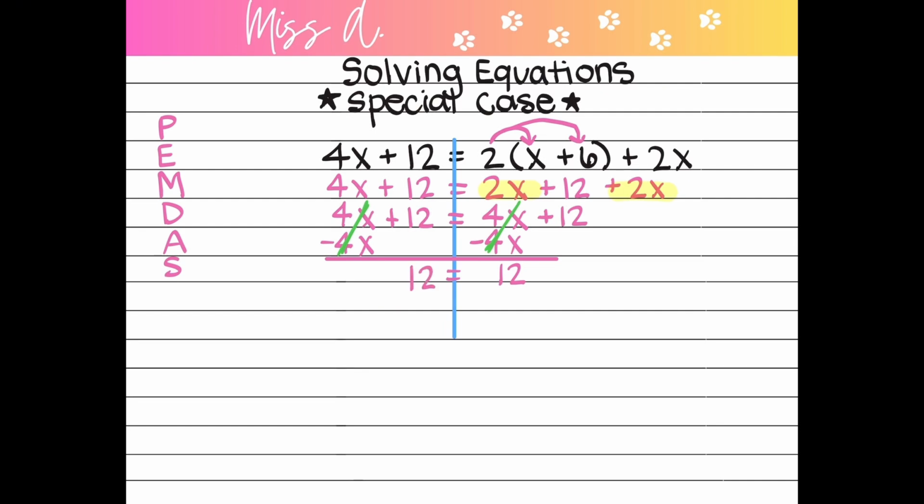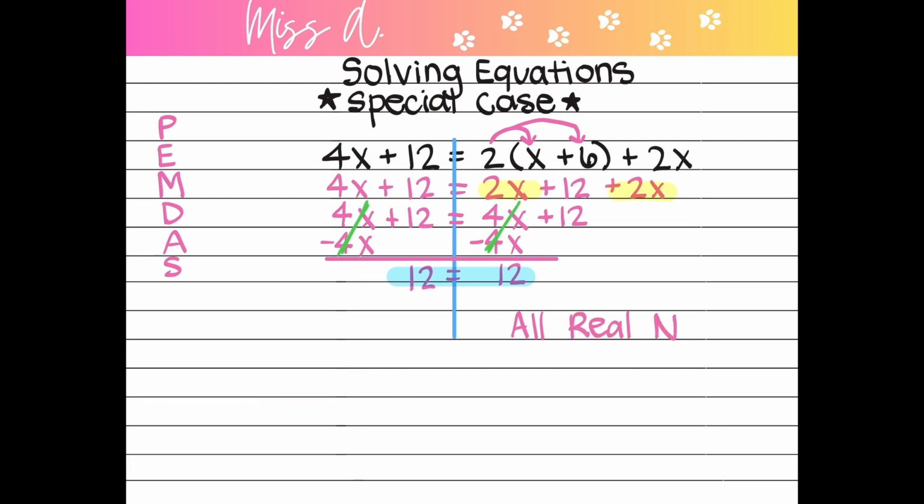Now here's where I need to figure out what my special answer is going to be. I have 12 equals 12. Right here is where I ask myself the question, does 12 equal 12? The answer is yes. So if your answer is yes, that number on the left side, whatever it is, equals that number on the right side, my answer is going to be all real numbers.